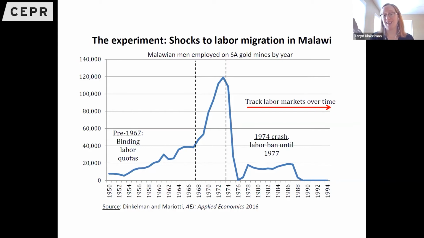What happened in 1967, or 66, is that Malawi gained independence. And then in 1967, the new president said, we are removing all of those labor quotas. We are now no longer going to restrict the number of men who can leave for the South African gold mines. And you can see what happens post 1967. There's a massive increase in the number of men leaving to go and work on these mines.